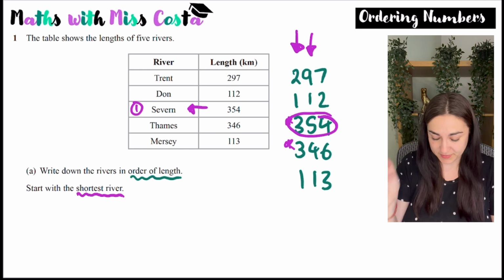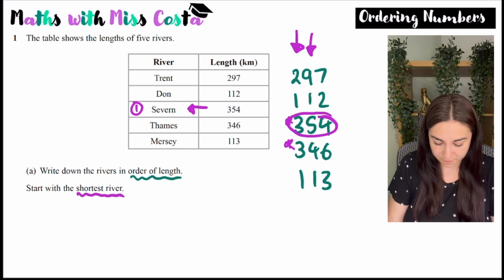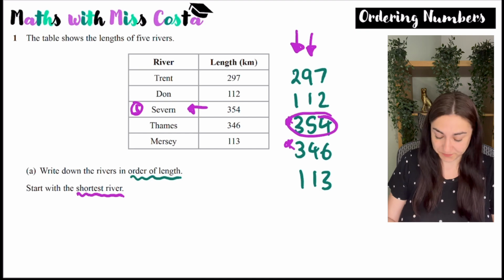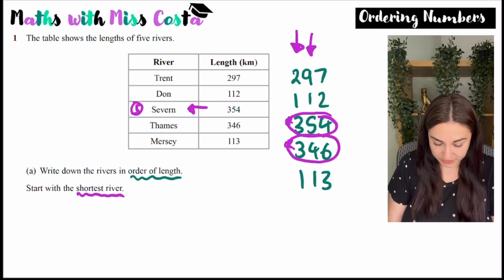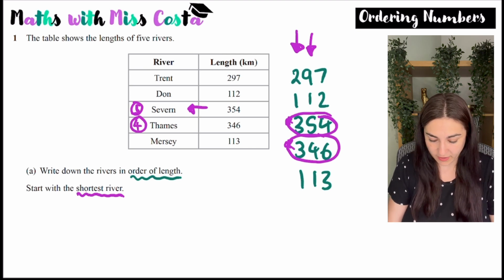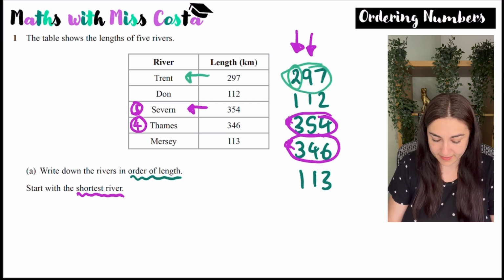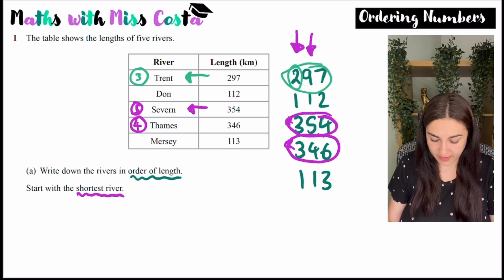Now it's saying start with the shortest river. So I'm actually going to do this in reverse order. So that would be the 5th one. Then I look for the second one, which would be 346, which is the River Thames. So that would be the 4th. And then I look once again at the hundreds column. 2 is the largest number. So 297 is the River Trent. So that would be the 3rd longest river.